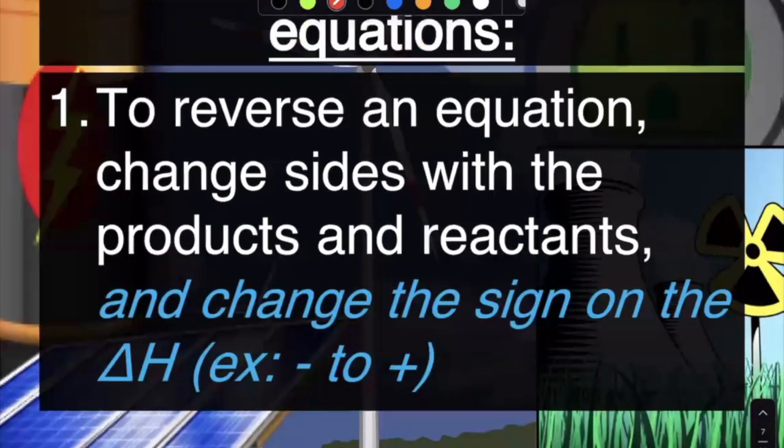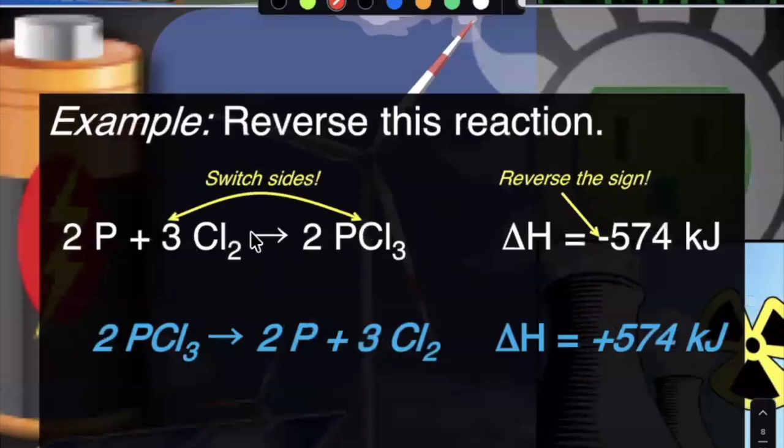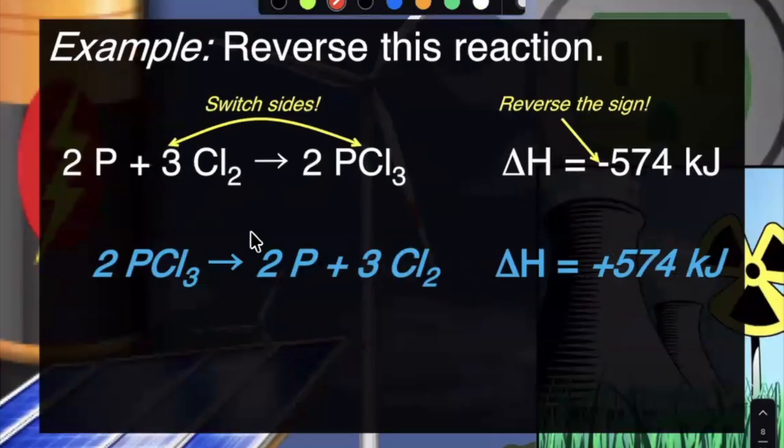While you're adding them together, you're going to be given a target equation, and you are going to either reverse or multiply or divide to match that target equation. To do that, you can reverse an equation. Again, try to ignore the yellow and the blue for now.